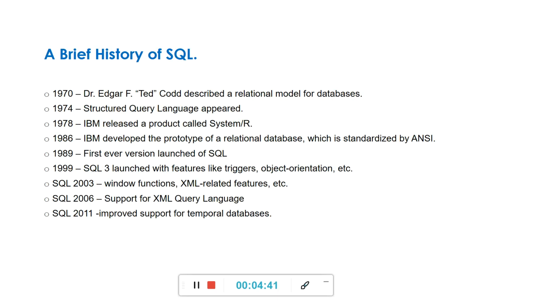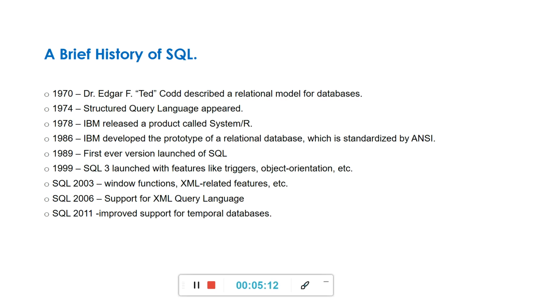Next I will show you a brief history of SQL Server. How did SQL Server come into the picture, and where? In 1970, Dr. E. F. Codd described a relational model for databases. In 1970 they described the relational database, the format where data should be stored in table, row and column format.